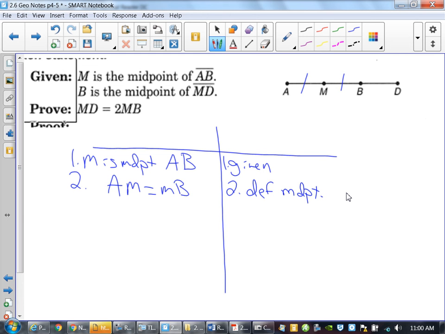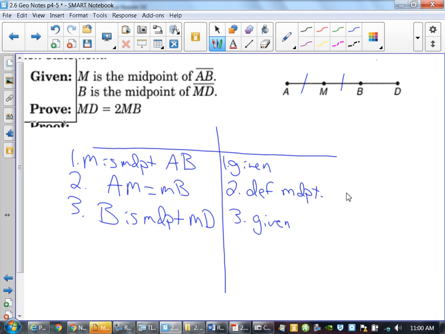I see that. Okay. Anyway, have I done everything that I can from that first midpoint statement? Yes, that's it. So now I go to my next given. My next given says now that B is the midpoint of MD.